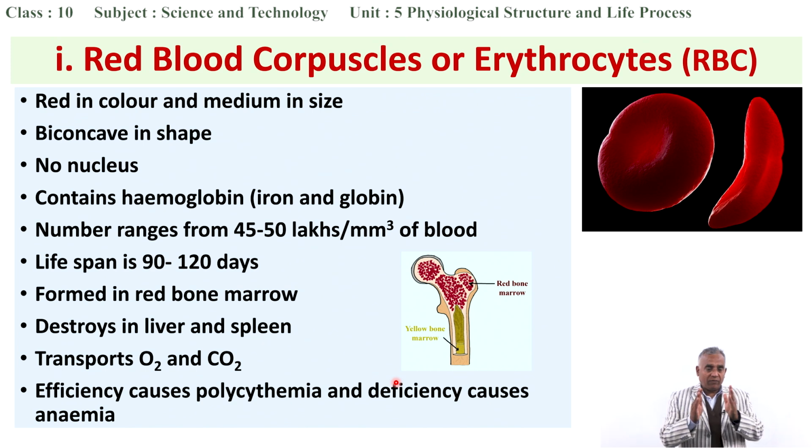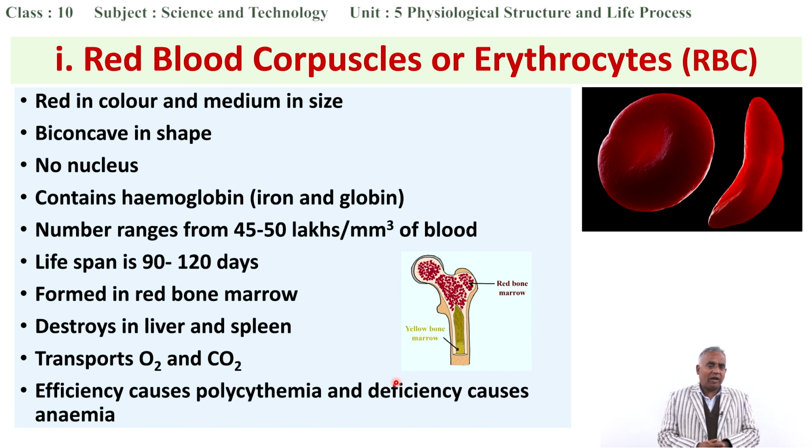Excess means if the number of RBC is more than required, then it causes polycythemia. That is a disease in which blood clots in the blood vessels. In detail it is not necessary to do, but it is very rare, found in very few persons. And its deficiency causes anemia.